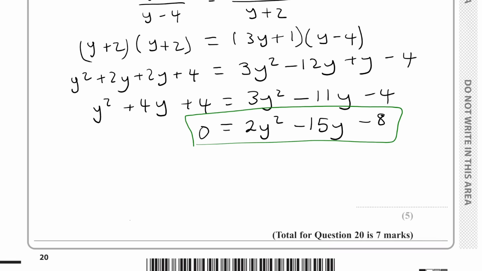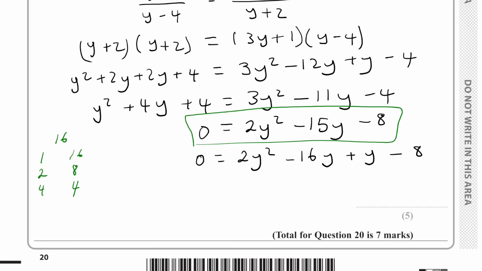I'm going to solve it by factorising. We can use the calculator, we can use the quadratic formula, but I'm going to factorise it. I'm going to do a times c, 2 eights or 2 negative 8s, 16. What multiplies to make 16? 1 and 16, 2 and 8, and 4 and 4. How can I make a negative 15 from that? So I'm going to have 2y squared. I'm going to change negative 15y into negative 16y plus 1y.